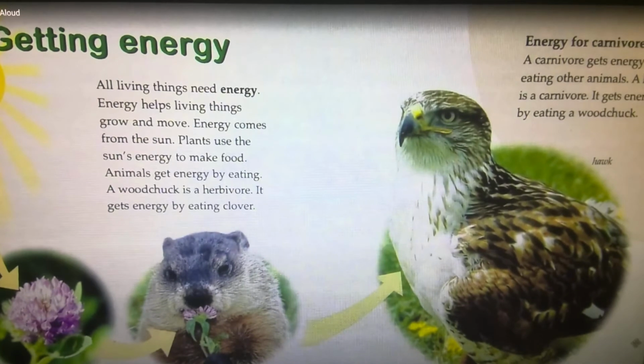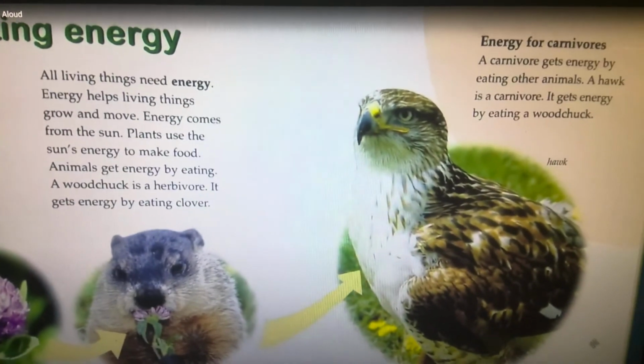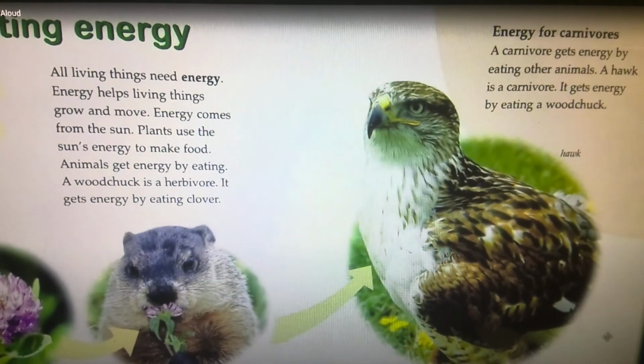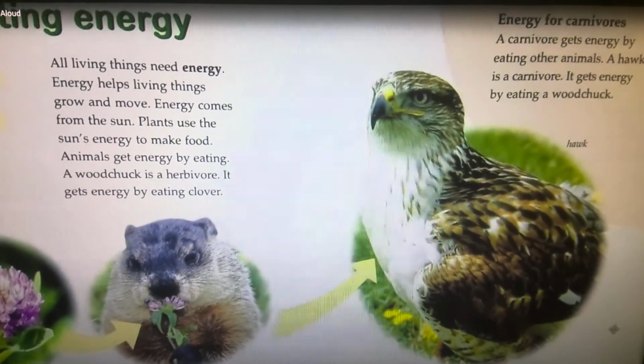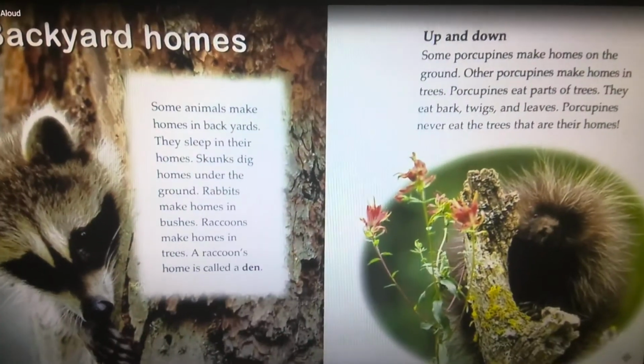Remember, we use photosynthesis, taking the energy from the sun and turning it into a different type of energy, sugar and air for the plants. Energy for carnivores. A carnivore gets energy by eating other animals. A hawk is a carnivore. It gets energy by eating a woodchuck.